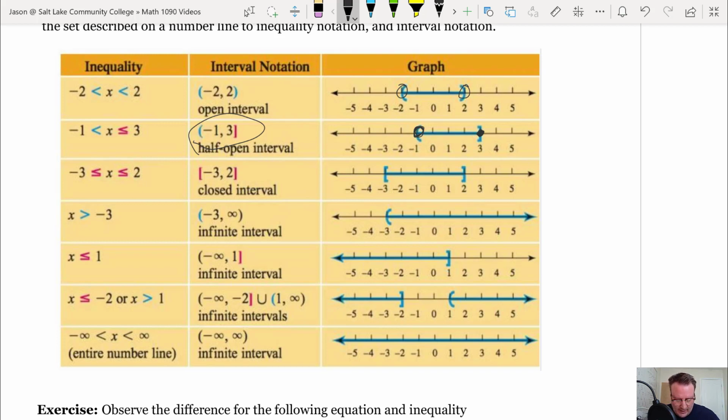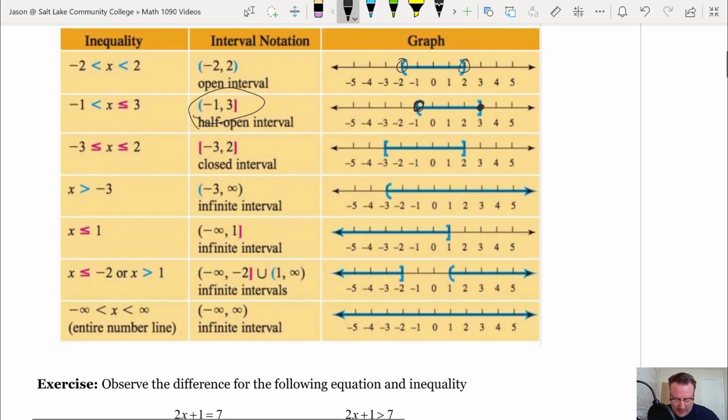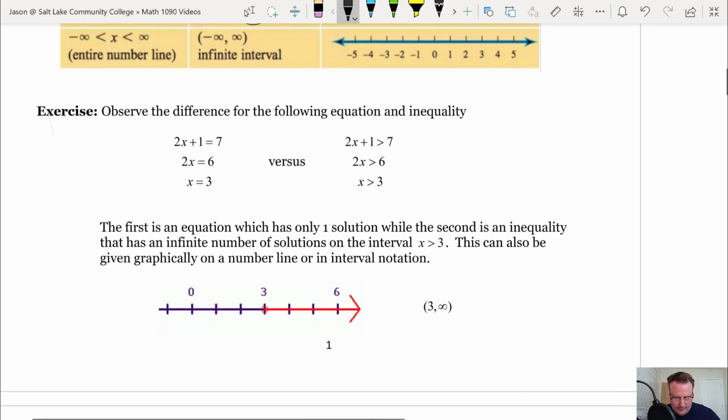Then we have some more examples here. One important thing is this symbol. This is the union symbol. It's a way of combining intervals. We'll see that for some kinds of inequalities, we need this symbol to say, I want this interval and this interval put together.